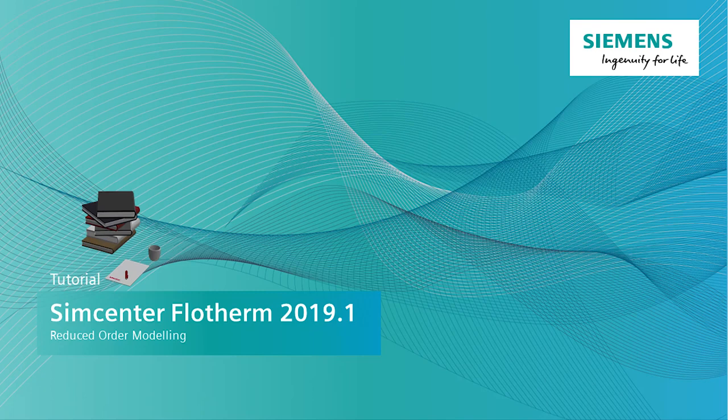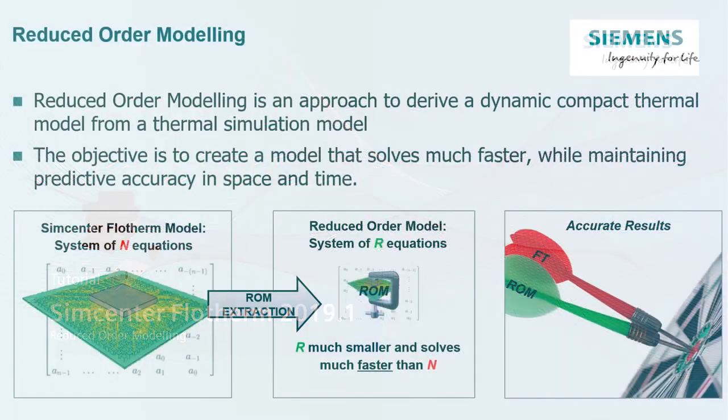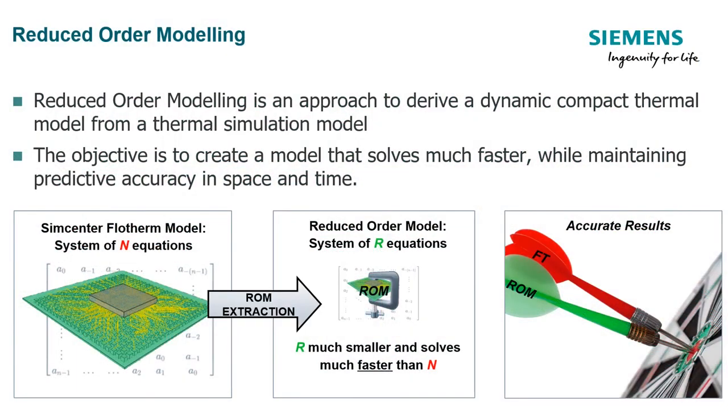Welcome to this video where I will be showing you how to extract boundary condition independent reduced order models in Simcenter Flotherm 2019.1. Reduced order modelling is an approach to derive a dynamic compact thermal model from a thermal simulation model. A model is BCI if it predicts temperature in space and time with the same level of accuracy regardless of the thermal environment in which it is placed.